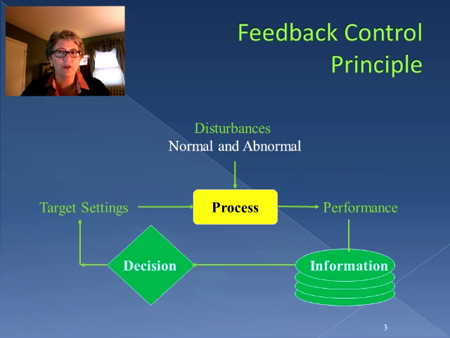This is part of what's known as the feedback control principle. We have a process, we evaluate the performance, collect information, and then make a decision as to whether we need to change the process. So it's a feedback loop. We know that inside the process there's going to be variation. It could either be normal variation or abnormal variation. And what we need to do is figure out the differences between the two.